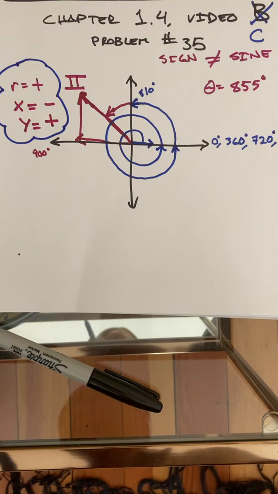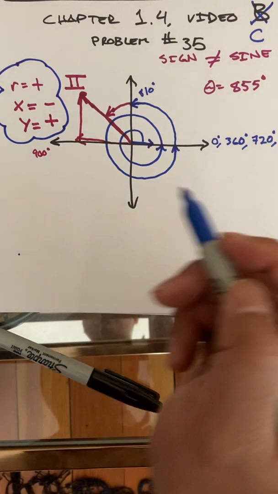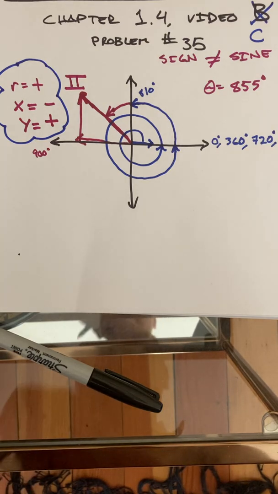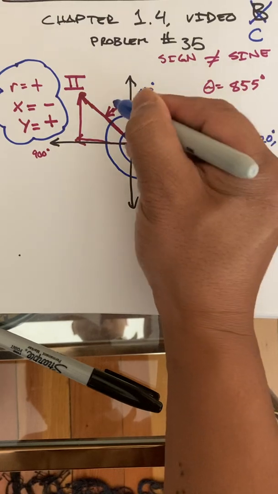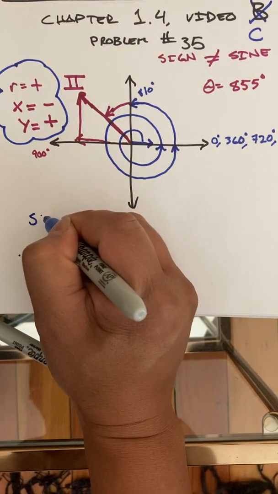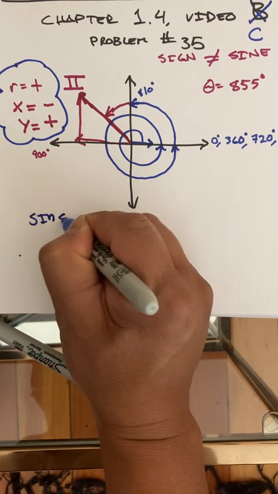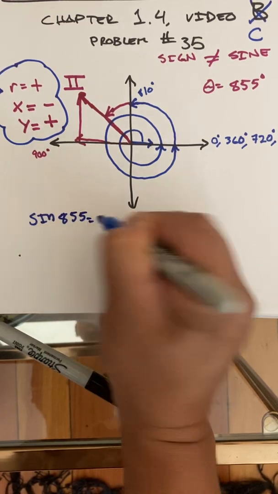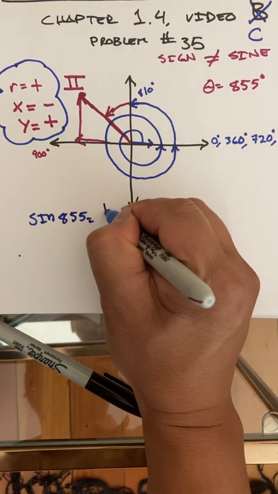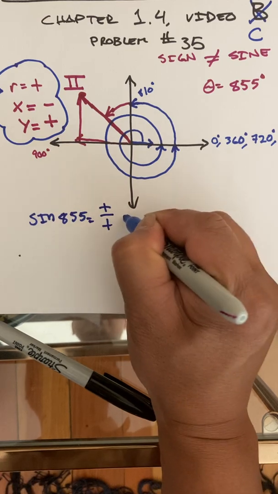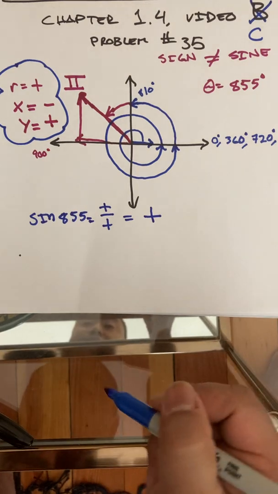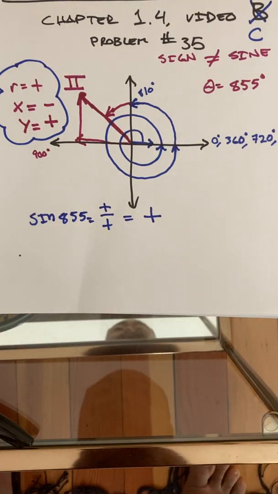And the question was identify all 6 trig values. Identify the sign, S-I-G-N, of the trig values. So here, if theta is 855, the sine of 855 is y over r, so that's positive over positive. We'll stay positive.